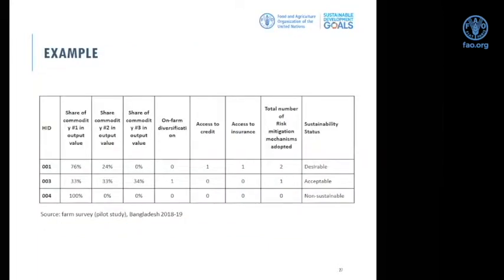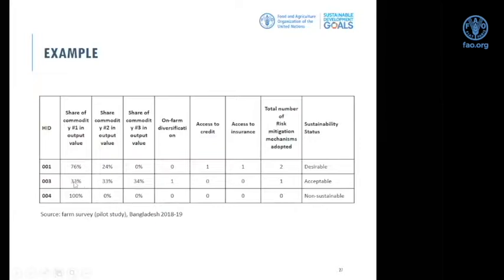Now, this is again an example from the Bangladesh test data or pilot study. So as you can see in the table, for household holding one, the share of one commodity was 76%. So this is above 66%, the threshold that we have selected based on International Standard Industrial Classification Revision 4, which is 66%. So based on that classification, if the agriculture holding has a commodity with share above 66% in its total value of addition, we classify that farm as non-diversified.